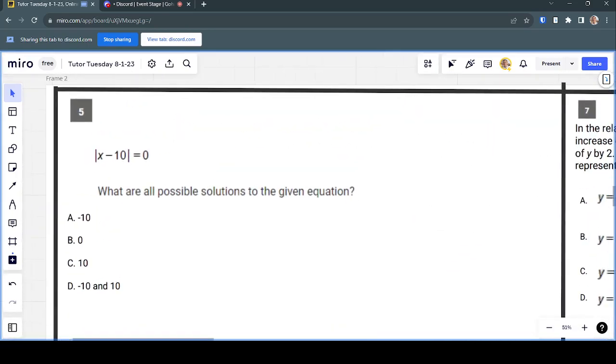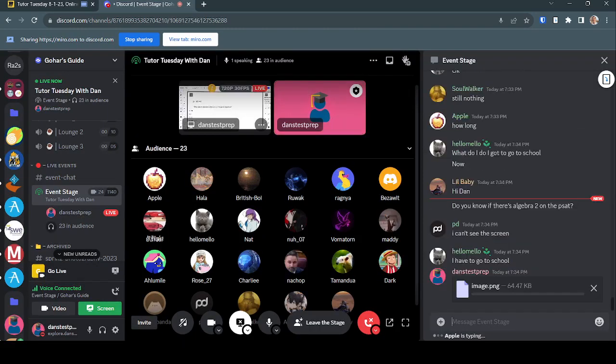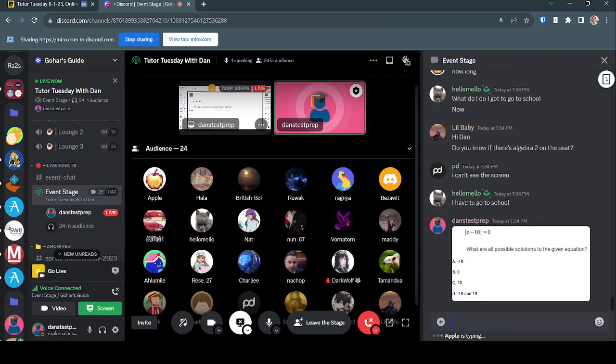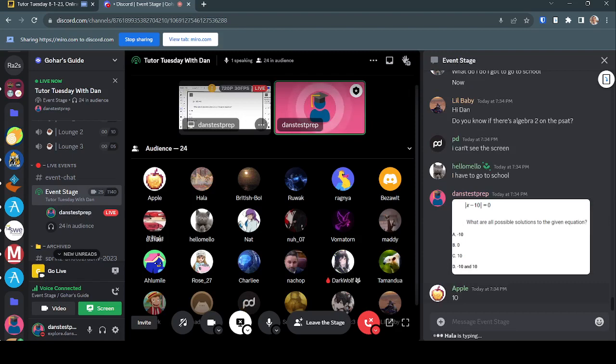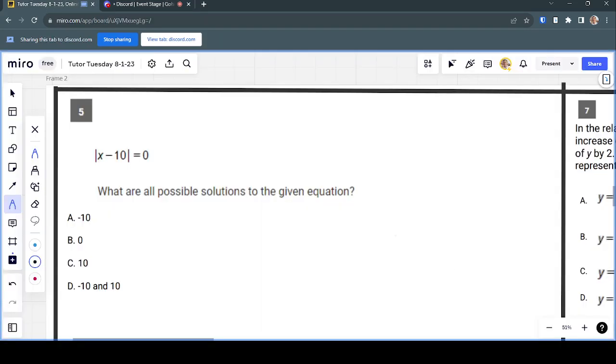For those of you who know absolute value, this should be pretty simple. It's asking us, and let me paste it in the chat for people who can't see. Okay, so I see some answers already. The question reads that if the absolute value of x minus 10 is equal to 0, what are all the possible solutions to the given equation?